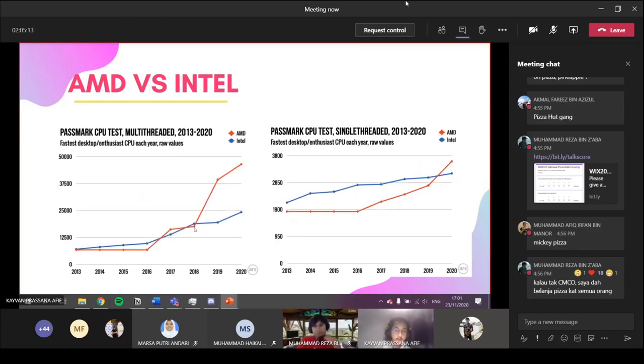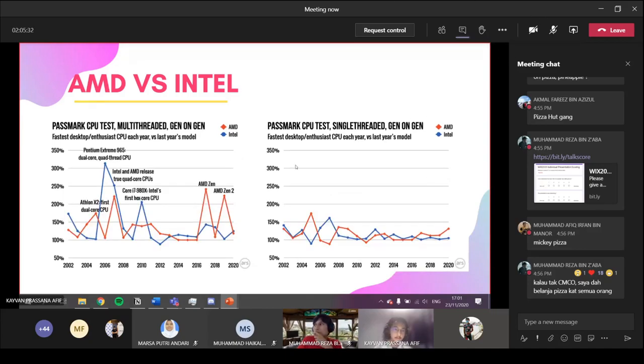But in 2008, AMD managed to surpass Intel hugely in terms of multi-thread, but in single-thread, sadly, Intel still has the upper hand until 2009. This is the summary chart. So this is the important thing. First, there is a huge spike in 2017 because of AMD's new architecture called Zen, and also in 2019, the second generation of Zen.